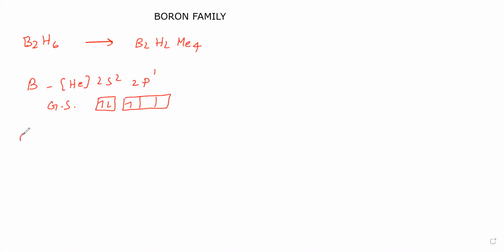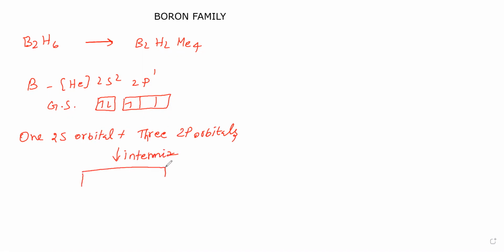From boron, we will take the 1 2s orbital and the 3 2p orbitals. Let us intermix them. We will get 4 sp3 hybrid orbitals: 1, 2, 3, 4.